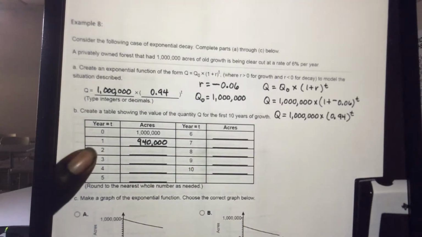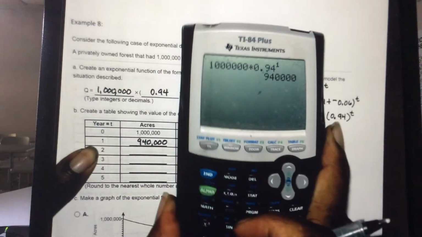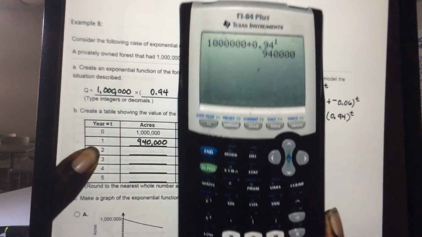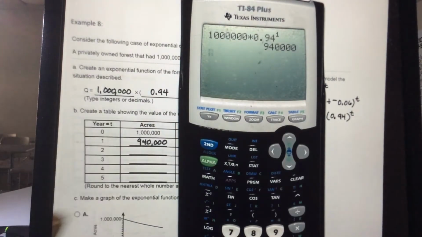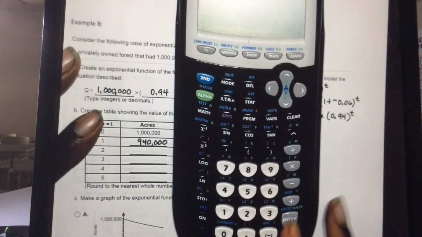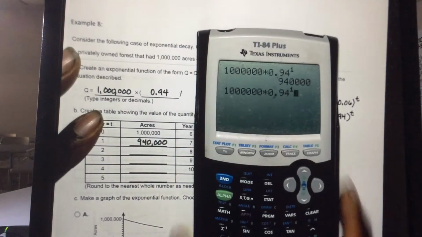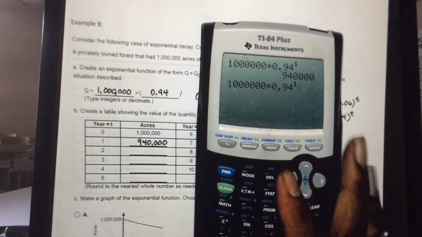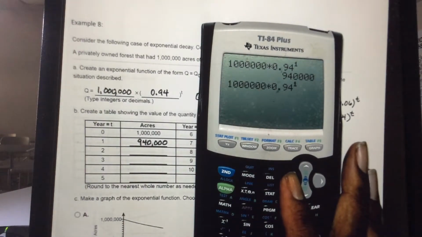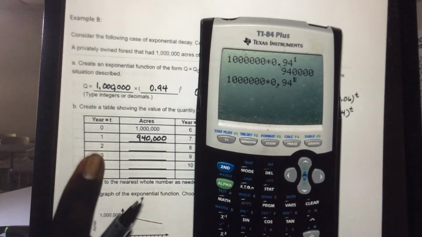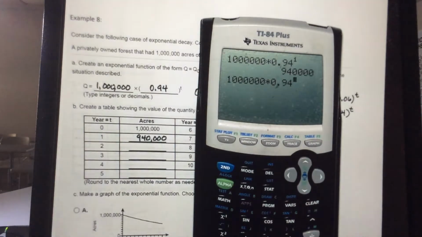Now for year 2, I'm going to show you how to do this the quick way. If you press the second key and enter at the bottom of your calculator, you'll get this back. And then I'm going to use my left arrow key to go up to that exponent and change that 1 to a 2. And then hit enter. So for year 2, it will be 883,600.